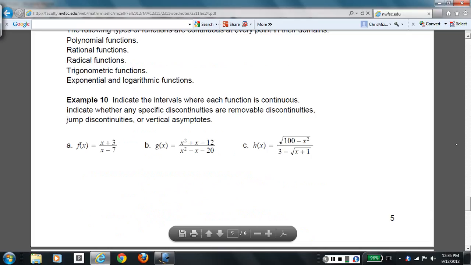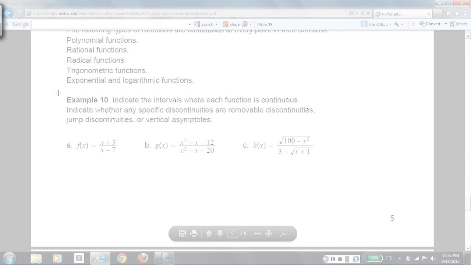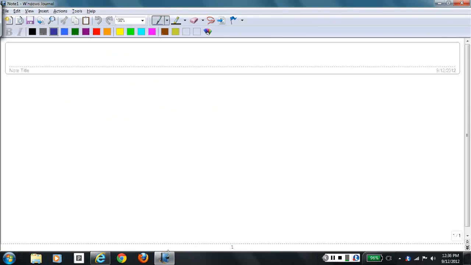Did we do the example right in front of this? Not completely, no. We did example 10A, I think, but not 10B or C. Let's look at 10B, see if we can make sense of this.